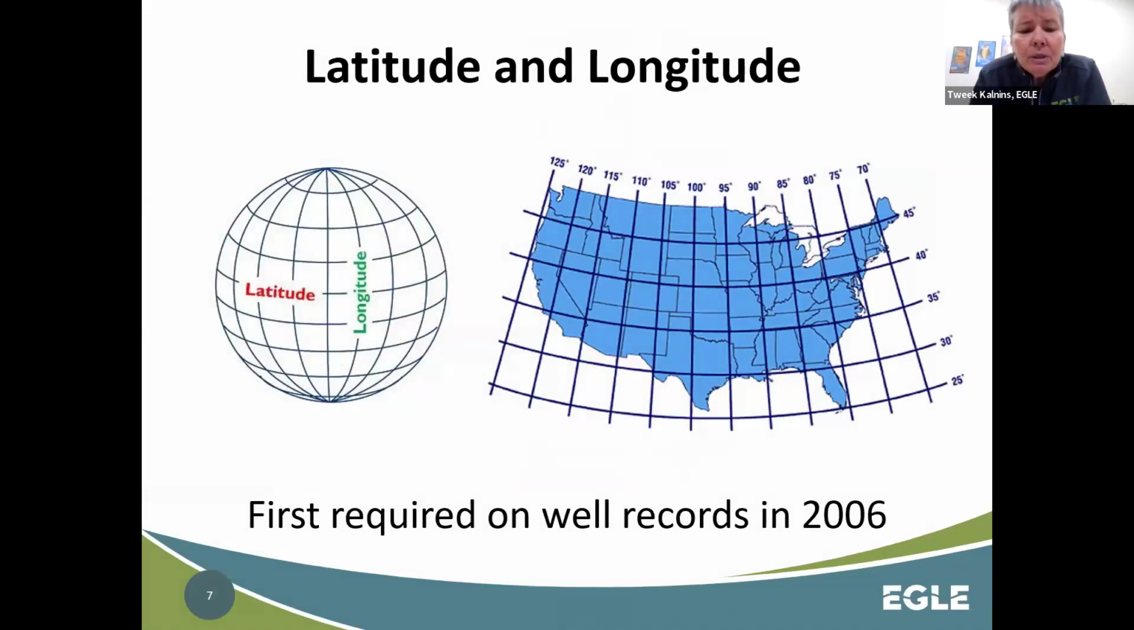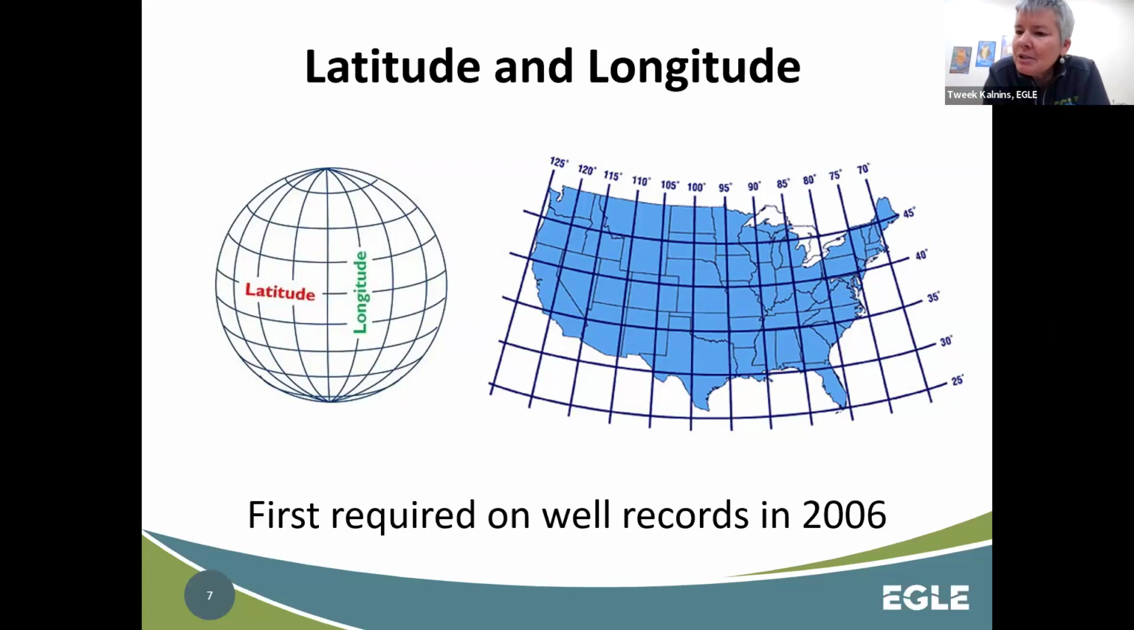As far as latitude and longitude, we first started requiring those on well records in 2006. Before that, all we had were the quarter sections, which would get us within roughly 10 acres. But oftentimes those were not accurate. And we saw the need, obviously, to have latitude and longitude for mapping purposes and everything else that we use the data for. So anyway, we required this in 2006.